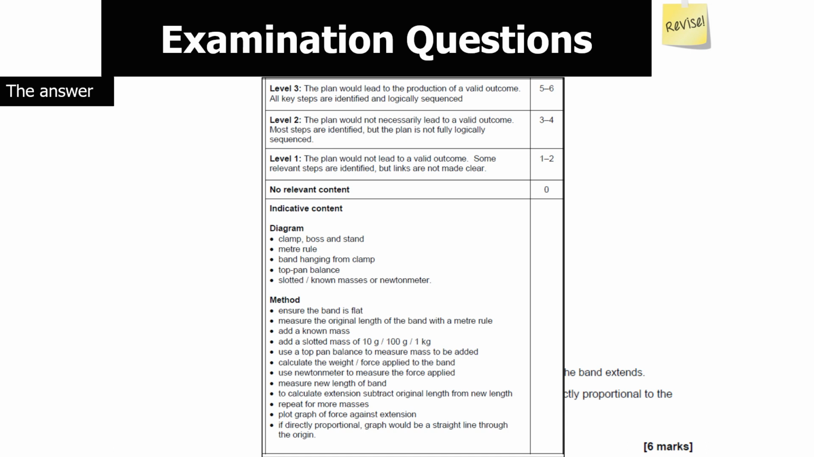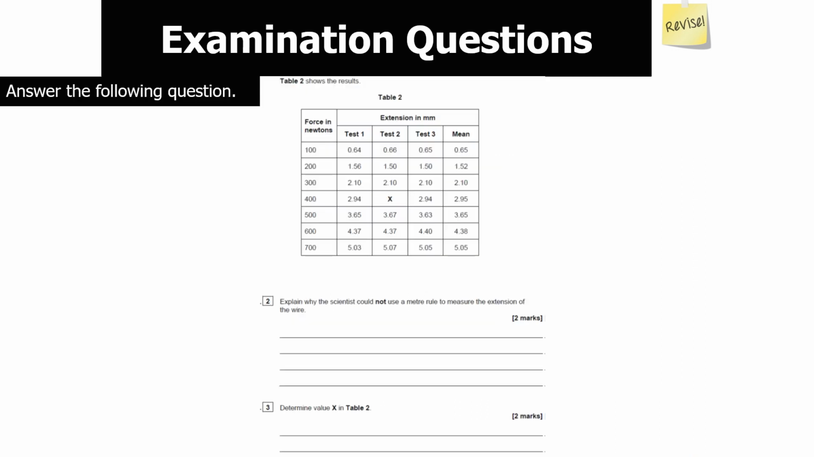And it's important that in a force extension graph, if it's a straight line through the origin, well then it is directly proportional. The object is acting elastically. The next question says that table 2 shows the results. Firstly, explain why the scientists could not use a meter ruler to measure the extension of the wire, and then determine value x in table 2. So pause the video now, then unpause the video when you want to go through your answer.